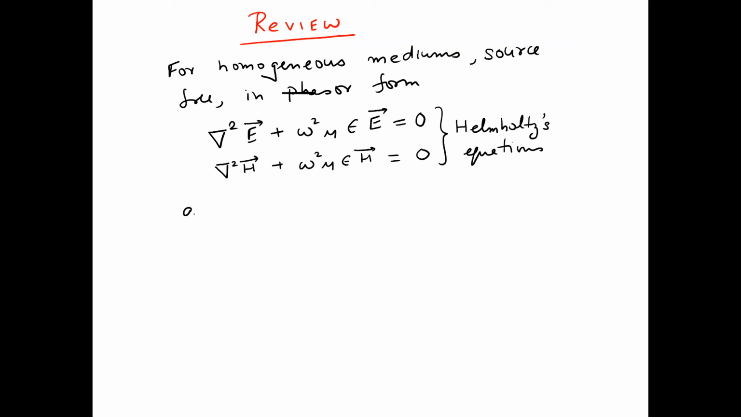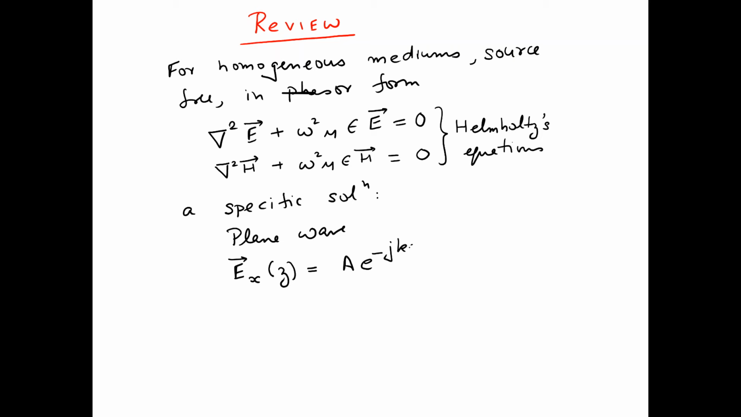And we have seen a specific solution. Note down this important. We have seen a specific solution for that, which was the plane wave. We have assumed that the electric field was pointing in x direction but varying in z, and we had said that this was A e^(-jkz) pointing in x direction.